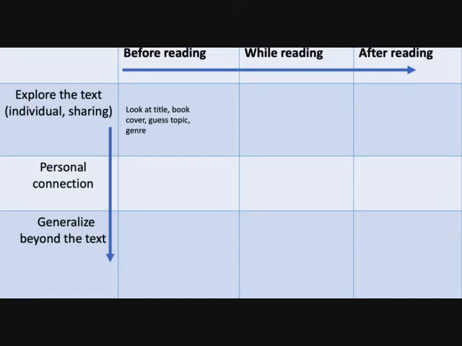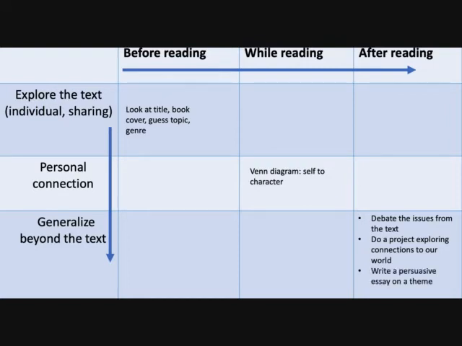For example, before reading, you can explore the text individually by looking at the title, the book cover, guessing the topic or genre. While reading, you can make a personal connection. So as you read, make a Venn diagram. Connect yourself to the character. What do you notice that you have in common and what's different? After you finish reading, you can debate issues from the text. You can do a project exploring connections to our world, or you can write a persuasive essay on a theme from the text. Now, I've only filled in 3 of these, but I could have filled in all 9 with different activities and examples, and I encourage you to do the same.